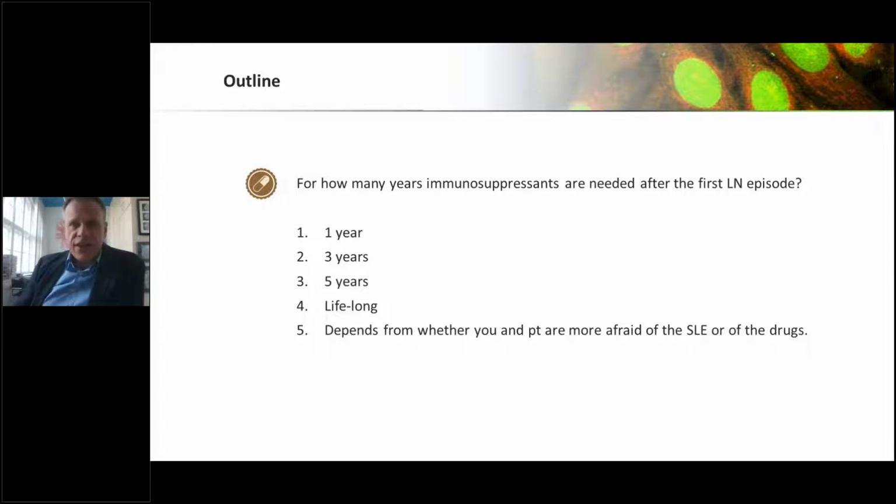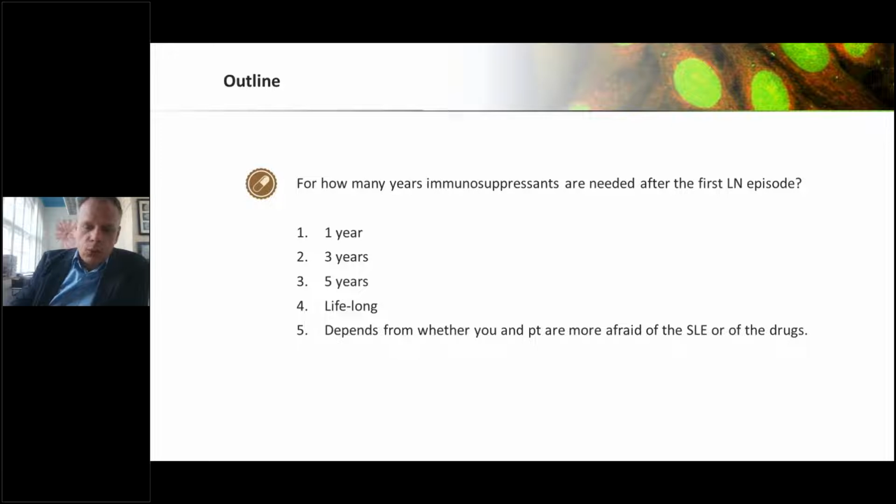After 10 years of nothing, the patients start to ask, can we stop this sooner or later? Or they will simply not take the drugs anymore. So I think this is also not feasible. That's why I ended up with the last option. It really depends on the patient and your own temperament. I have patients that are very frightened of the drugs, and others that are very frightened of the disease. And with those, I take different decisions.